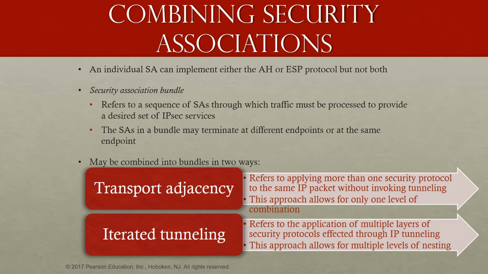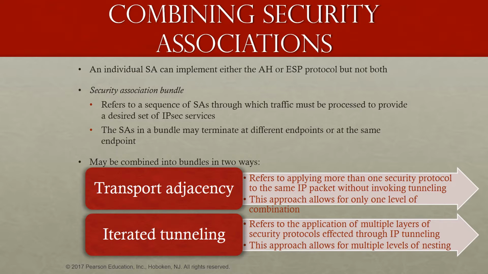Iterated tunneling refers to the application of multiple layers of security protocols affected through IP tunneling. This approach allows for multiple levels of nesting, since each tunnel can originate or terminate at a different IPsec site along the path. The two approaches can be combined, for example, by having a transport SA between hosts travel part of the way through a tunnel SA between security gateways.